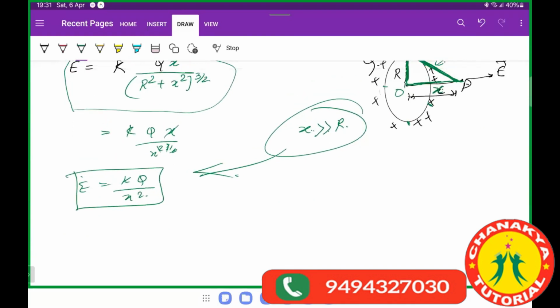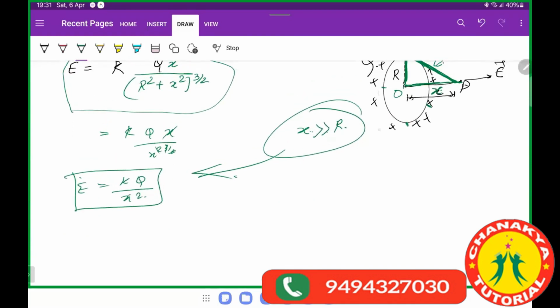If we got this condition, the ring will behave as a point charge, very, very small, because the distance itself is very, very large as compared to r. So it will behave as a point charge. Now, the ring we are wearing is actually not a point charge for us. It's big actually.